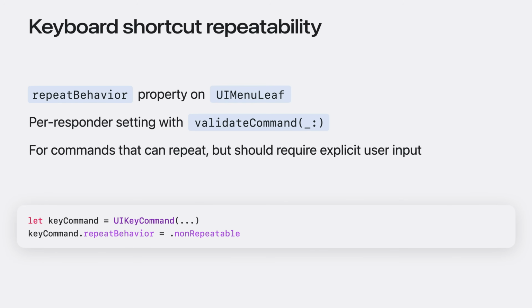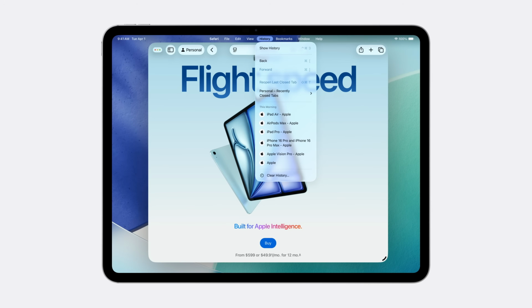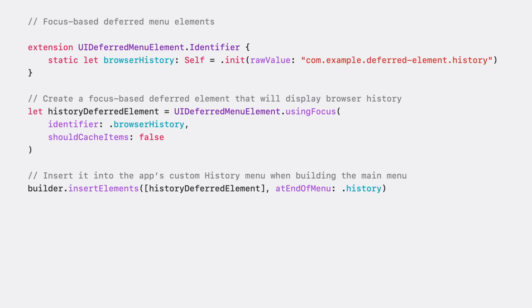trigger them repeatedly. In some cases, parts of the menu bar need to display dynamic content based on the focused item or a window scene. For example, browsing apps like Safari may show history for the current browsing profile in the history menu. To support this, use the new focus-based deferred menu element, which populates its elements from the responder chain. When constructing your main menu, create a UI deferred menu element using focus, and give it an identifier to differentiate it. Then, insert it into the main menu.